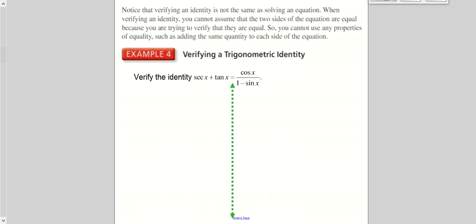Okay, we want to verify this next identity. I'm only going to work one side. I'm going to leave this side alone and try to make this left side look like the right side. So secant x is the same as 1 over cosine plus tangent x. Tangent is sine divided by cosine. So one of the things to try is substitutions. Another thing to try is rewriting things using sines and cosines only. Notice we have two fractions that have a common denominator, so we can add those together.